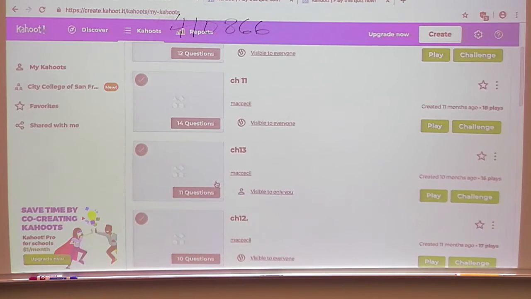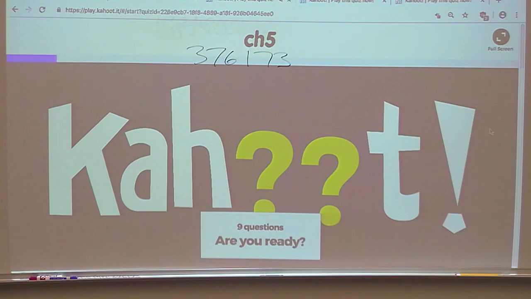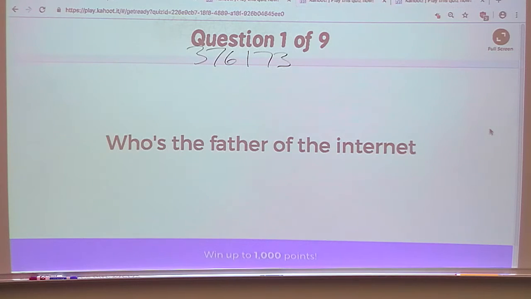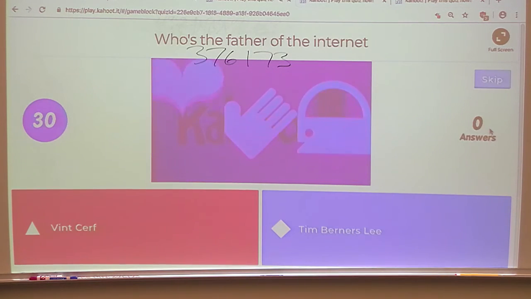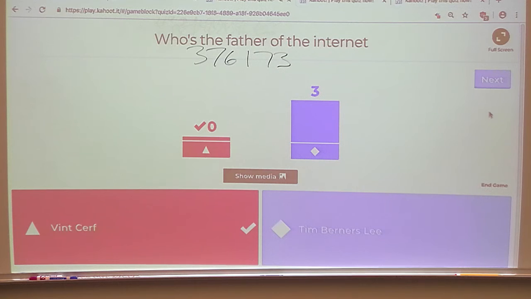Moving on to chapter 5. You can still join by entering 376-173. And here we go. So we're on to the internet. Who's the father of the internet? Vint Cerf or Tim Berners-Lee? They're both important people. Oh, no, all wrong.